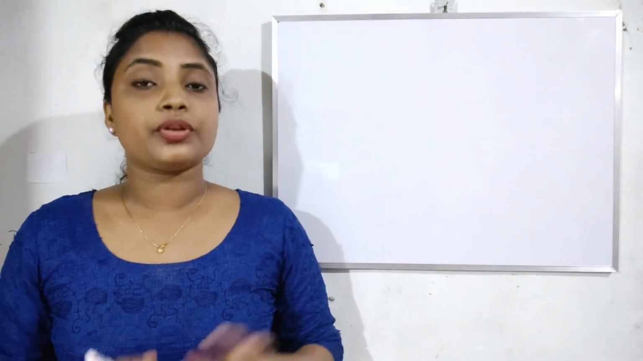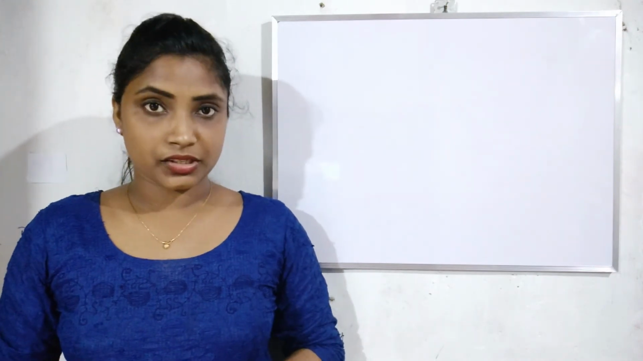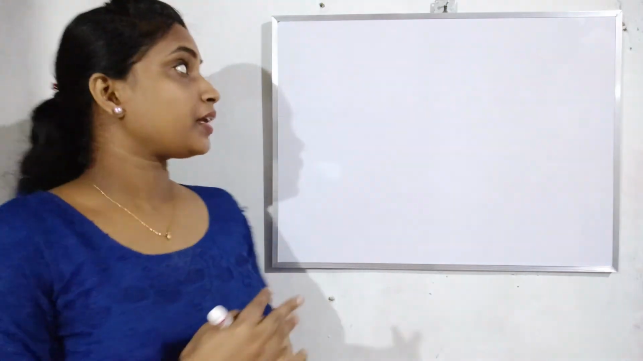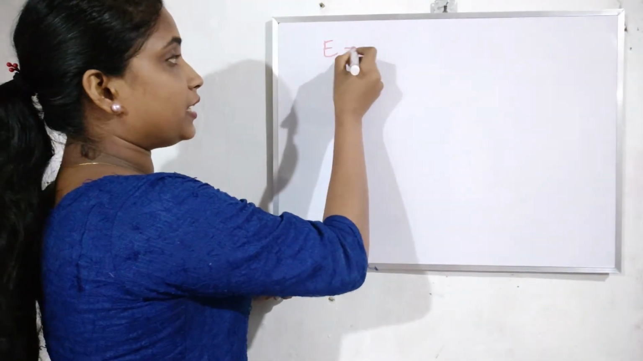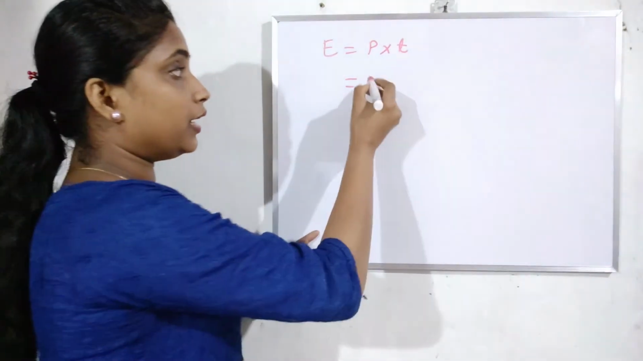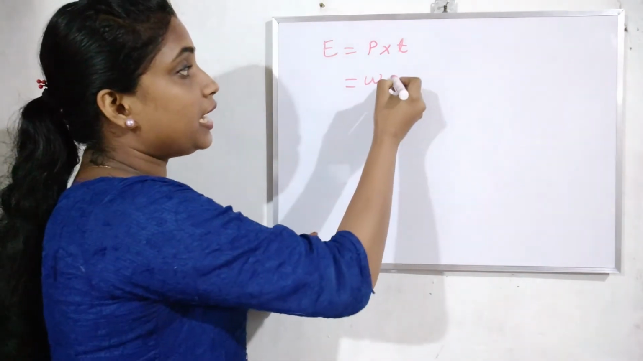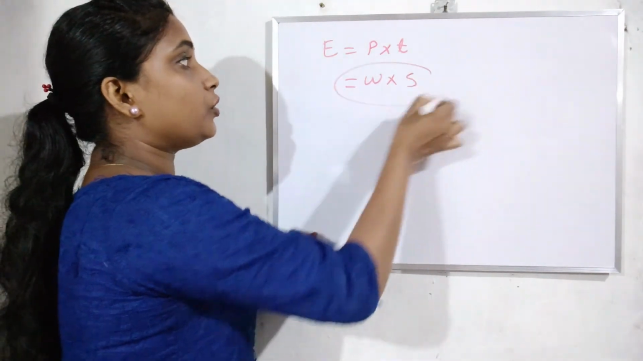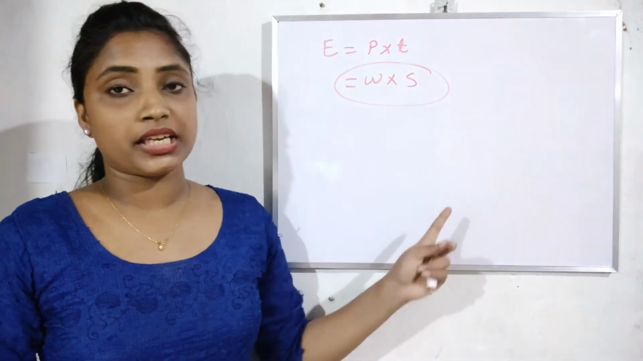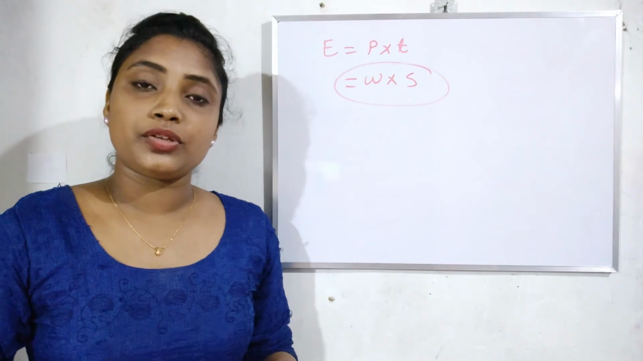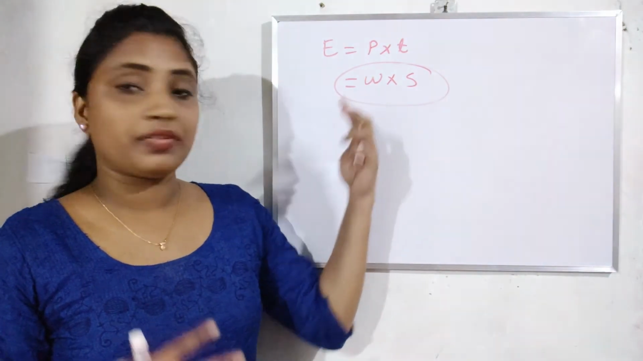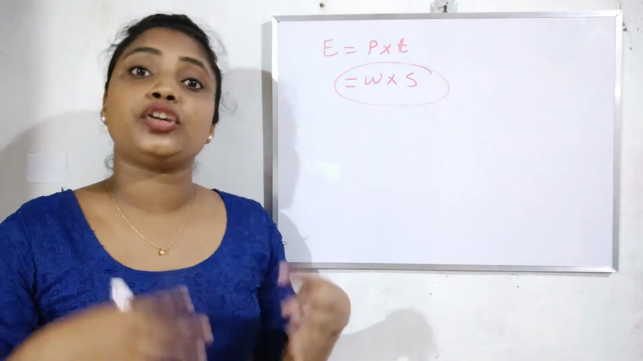In our daily life, we pay for the electric energy that we consume. We know that electric energy is power into time. As we know, E, the electric energy, is equal to power into time. The SI unit of power is watt and the SI unit of time is second. So the unit of energy is watt into second, watt second. But actually we use very much higher energy, which we can represent in watt second, but it is a huge number.